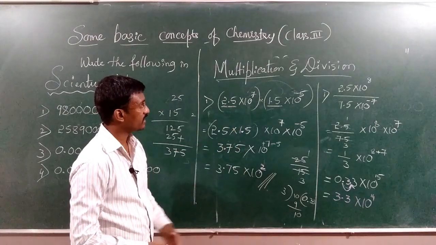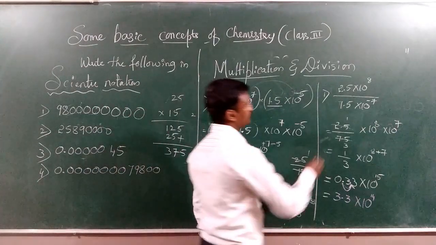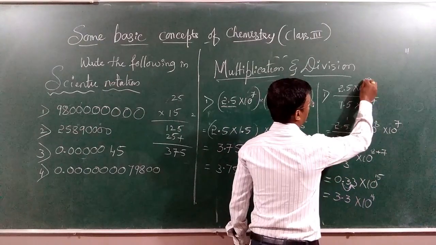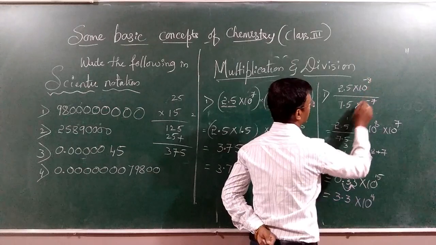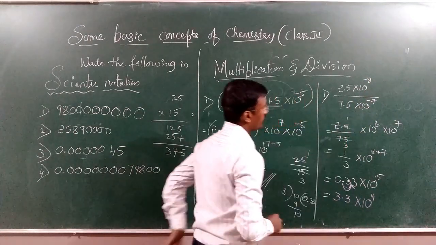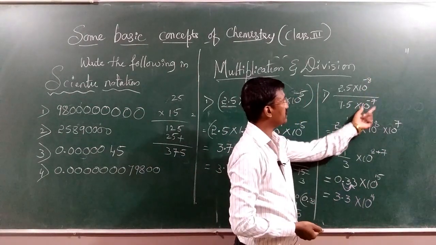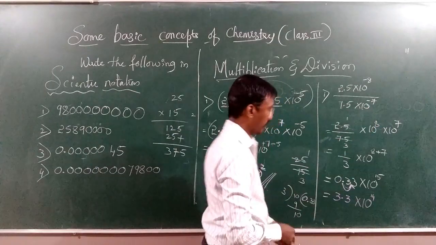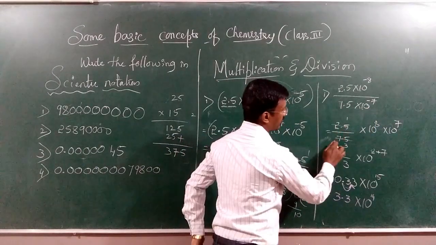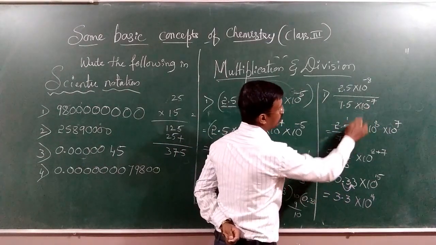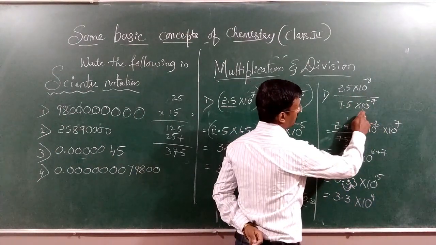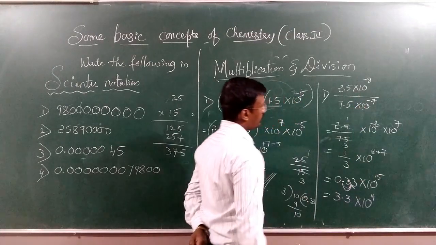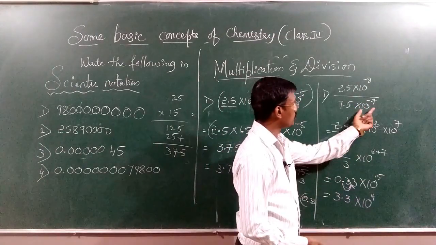Just look here once again. And the same thing here also. If I take 2.5 into 10 raised to minus 8 divided by 7.5 into 10 raised to minus 7, both are in minus value. Here 2.5 divided by 7.5 as it is, into 10 raised to minus 8 I am taking here. And here this is numerator and denominator. In the denominator it is 10 raised to minus 7.